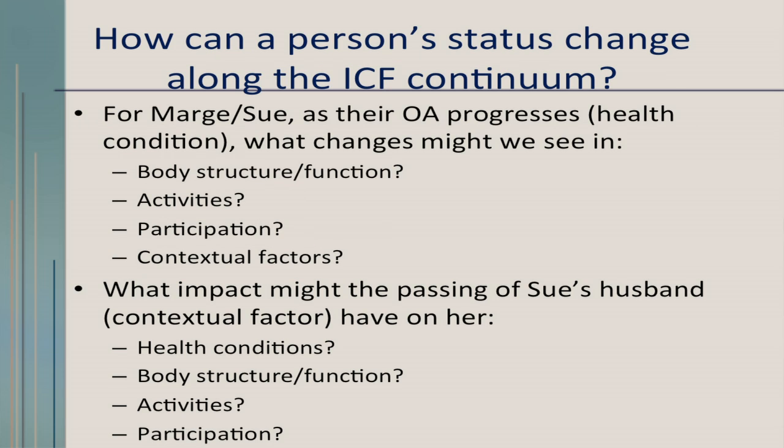So how can a person's status change along the ICF continuum? For Marge and Sue, as their osteoarthritis progresses, which is their health condition, what changes might we see in their body structure and function? So as we see arthritis progressing in these joints, we can see more destruction of the cartilage, which can be seen by X-ray and by MRI.